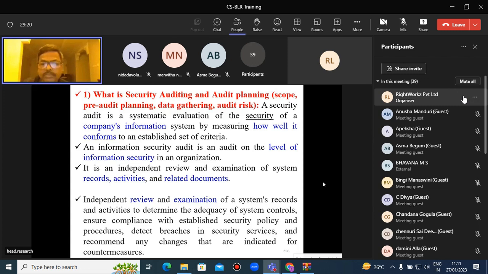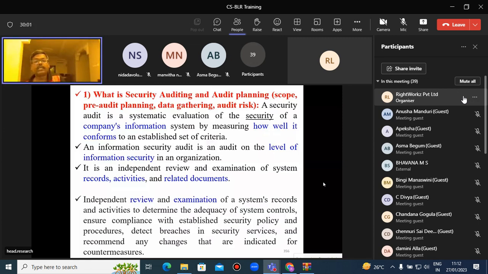Usually in an organization or industry, an expert committee will come to the organization. They check the investment of the organization and the profit of that organization. They are checking the audit. But in the case of security auditing, they are checking the level of information security in an organization. Whether you are using a strong security mechanism, a medium level security mechanism, or a low level security mechanism. That is called security auditing.